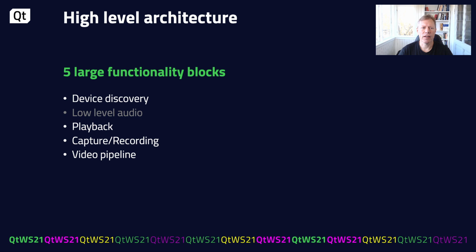Let's have a quick look at the high-level architecture. There are mainly 5 large functionality blocks that we have inside the Qt Multimedia API. We have a set of APIs around device discovery, knowing what kind of cameras, what kind of audio devices you have attached to your system. We have a low-level audio API for playing back and recording PCM audio data and decoding audio into PCM data. We have a more high-level playback API for audio and video using the QMediaPlayer class or the MediaPlayer QML API. And then a large set of classes to record audio and video and still images.